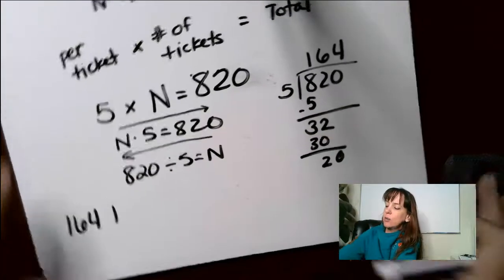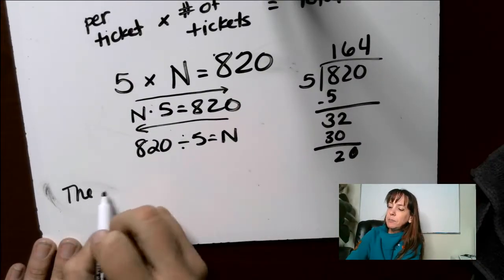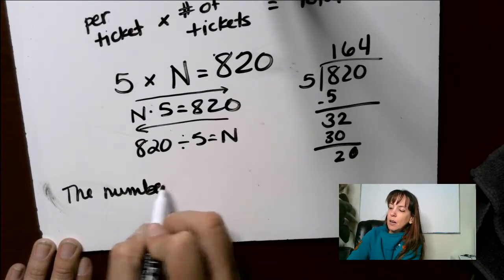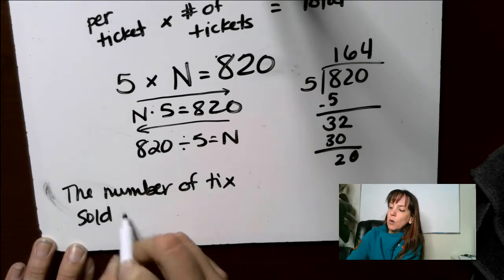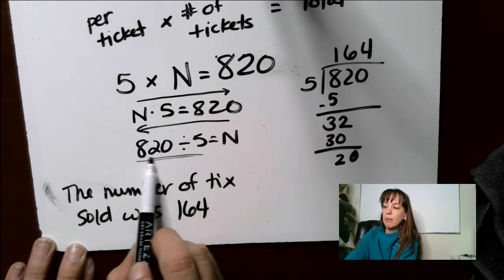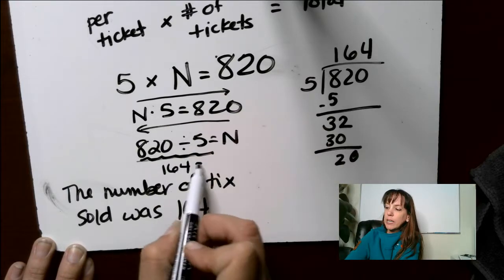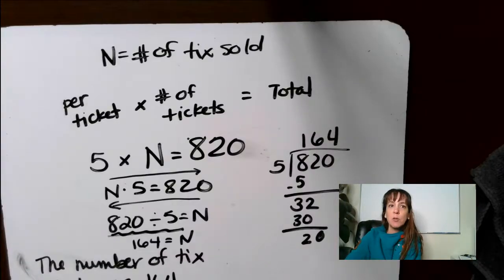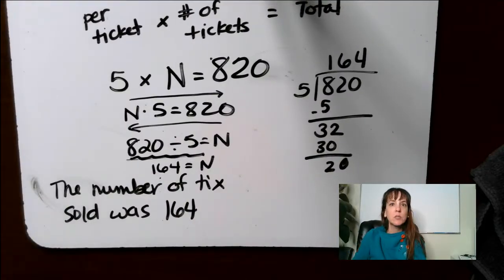So the number of tickets sold, I would write as a complete sentence. The number of tickets sold was 164, because we did this right here, right? We did that, and that became 164 equals n. And we go back up here and we're like, hey, n equals the number of tickets sold. So 164 tickets were sold. All right, let's check the next one.